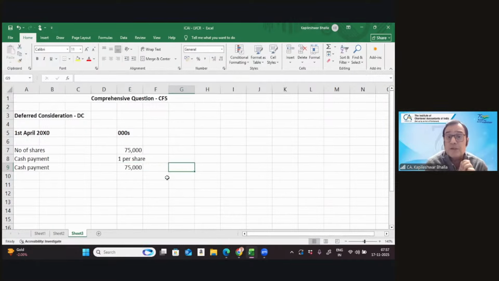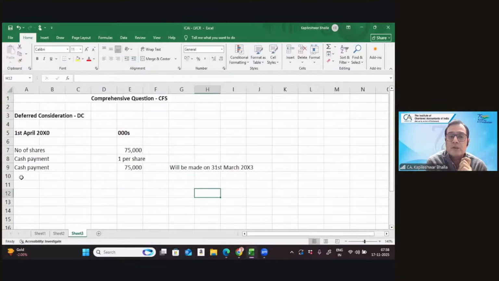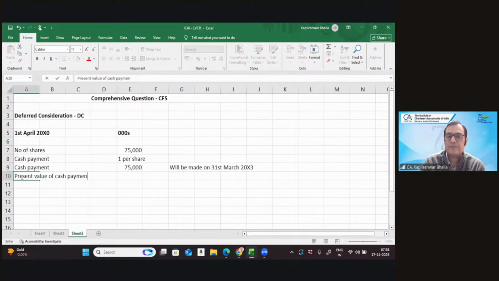Now, what do we need to do in this particular case? This cash payment will be made, as per the instructions, on 31st March 2000 X3. That means X1, X2, X3, a period of 3 years later. So what do we need to do? We need to take the present value of this cash payment. So when I take the present value of this cash payment, this is going to be 75,000.